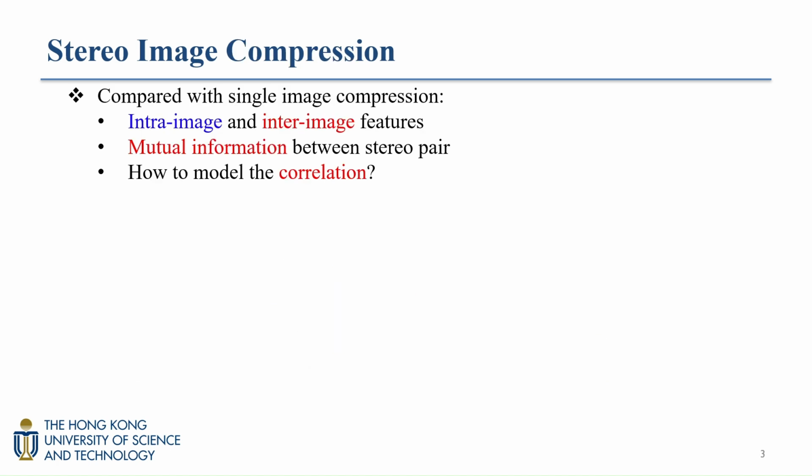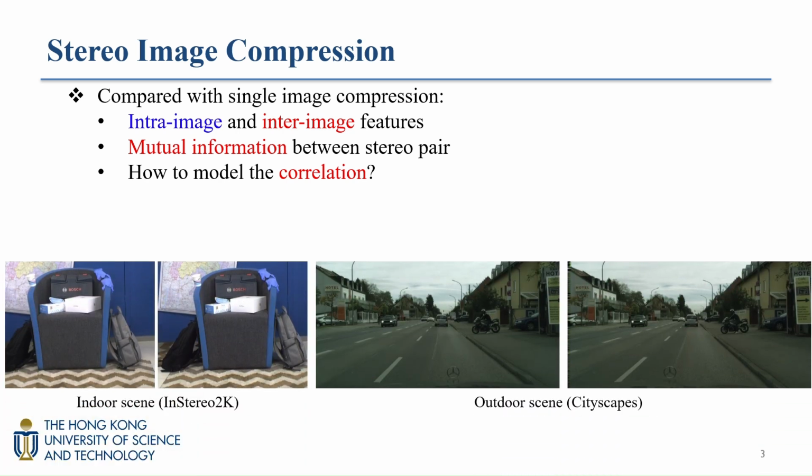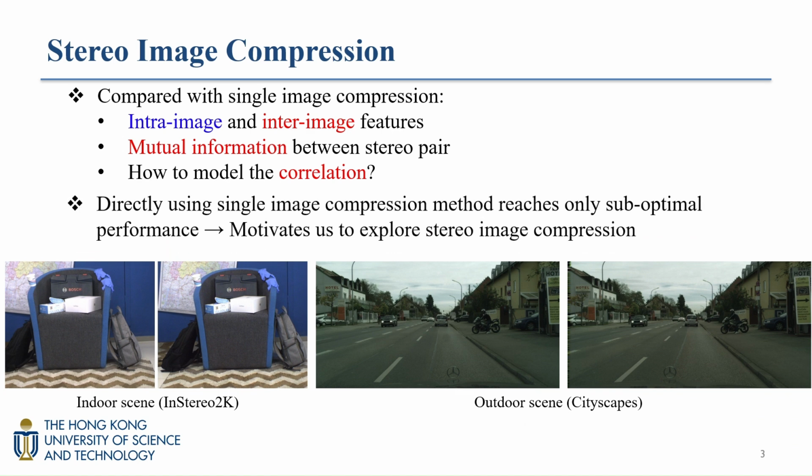We know that single image compression has been widely studied and adopted. However, stereo image compression has many unique properties. When compressing stereo image, we need to dig into both the intra-image features and inter-image features. It is critical to consider how we model the mutual information or correlation between stereo views. Directly applying single image compression method on stereo image compression task obtains suboptimal results, which motivates us to explore methods specifically designed for stereo image compression.